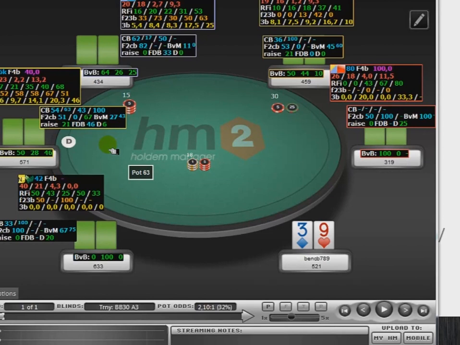Then we have fold to donk bet 46 and donk bet 6%. So you can bluff donk sometimes against him and look how he reacts. There are many regs who don't like to fold against donk bets, and you can own them very hard when you just donk your value hands.